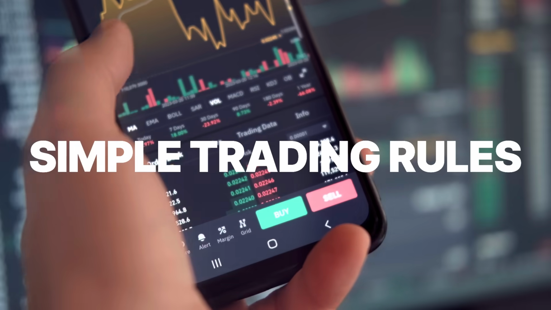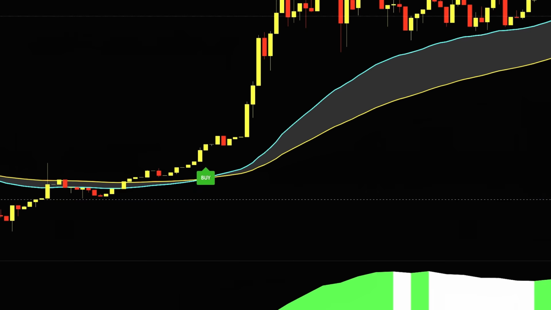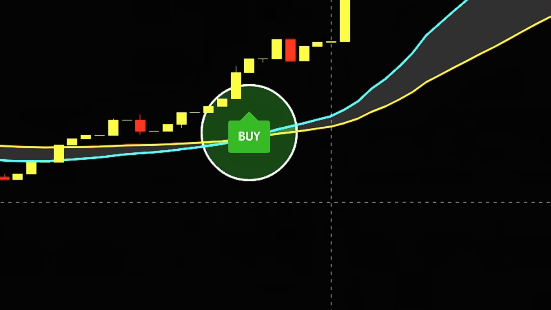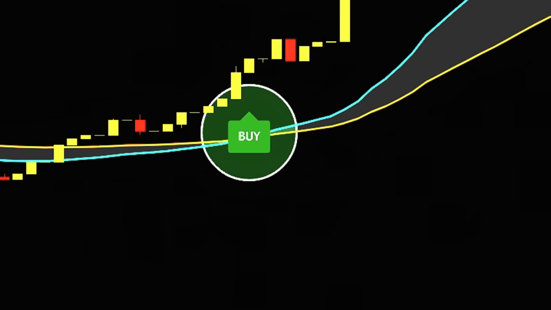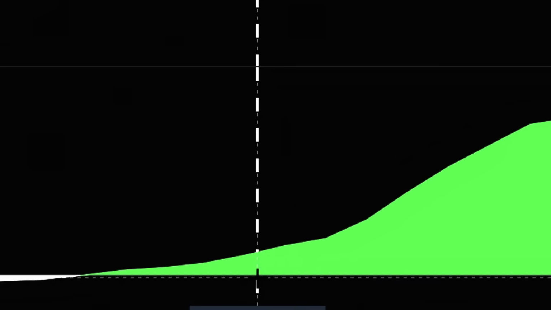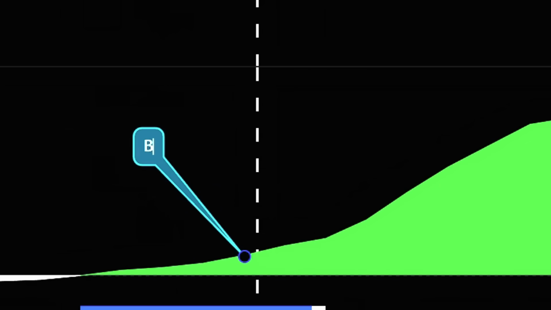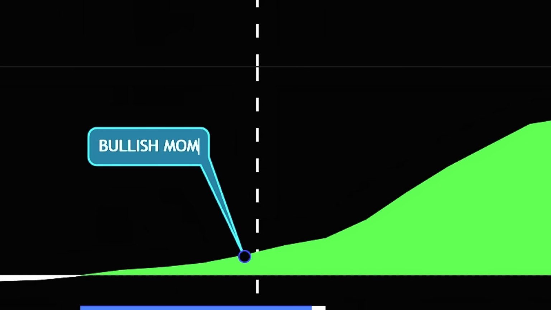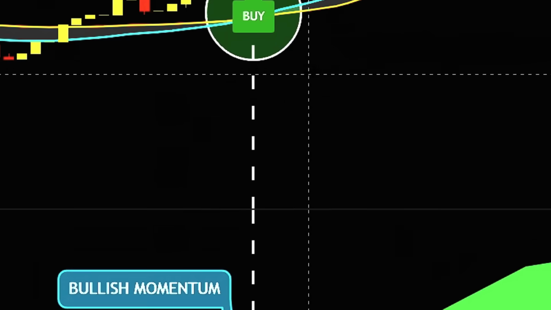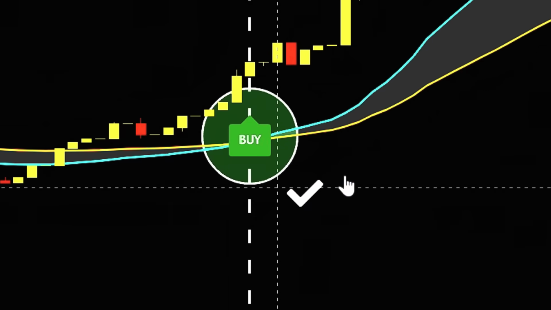So, how do we actually trade with this? The rules couldn't be easier. When our first indicator gives you a buy signal, you just glance down at your new MACD. If the area is green, that's your final confirmation. That's a high probability trade you can feel good about taking.